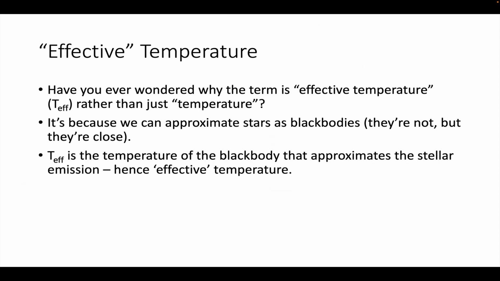Okay? Have you ever wondered why the term is effective temperature, or T sub EFF, or T effective, rather than just temperature? It's because we are approximating the stars as black bodies. They're not black bodies, but they're close. So T effective, or effective temperature, is the temperature of the black body that approximates the stellar emission, hence effective.